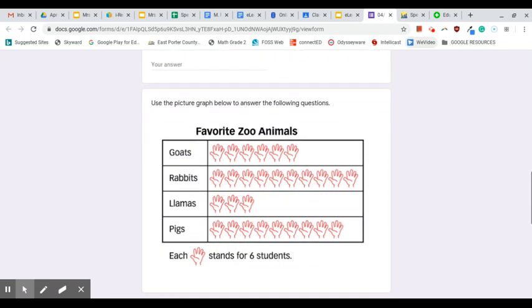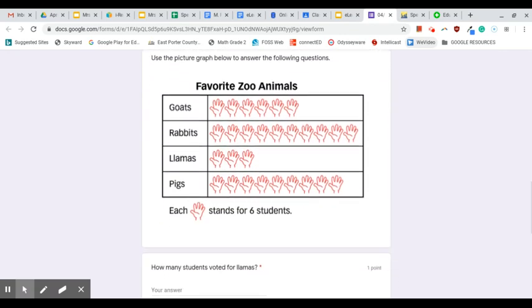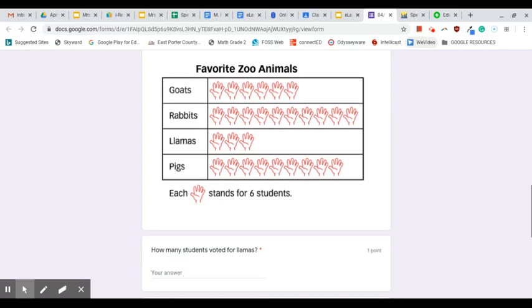Okay, now we're moving on to another picture graph. This one is favorite zoo animals, but this time it has hands that stand for 6 students. So we have goats, rabbits, llamas, and pigs. The next question says, how many students voted for llamas? I see 1, 2, 3 hands, and each one stands for 6. So go ahead and multiply 3 times 6 to find your answer for number 1.